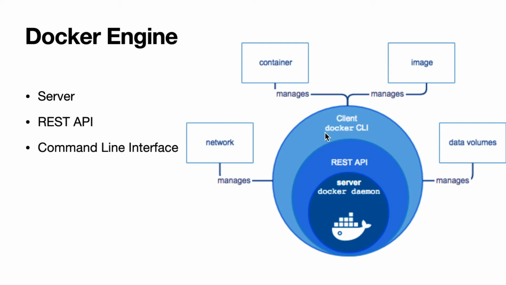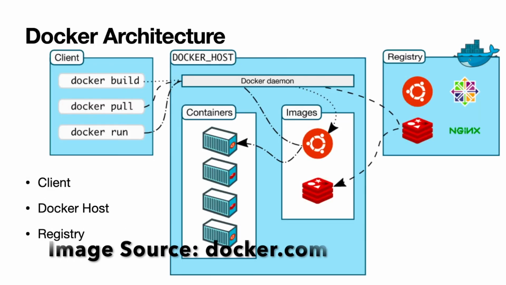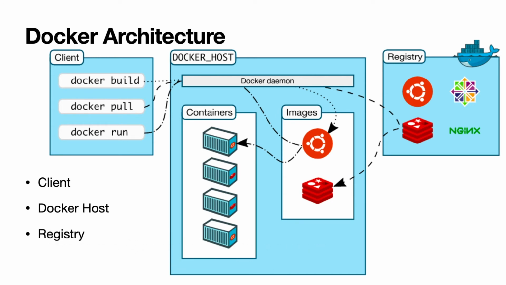A program issuing a Docker command using a CLI will interact with the REST API, and the REST API will interact with the Docker daemon, which does the actual job of managing the Docker objects. Understand the Docker architecture. Docker architecture has three components: client, Docker host, and registry. Let's first understand each component.